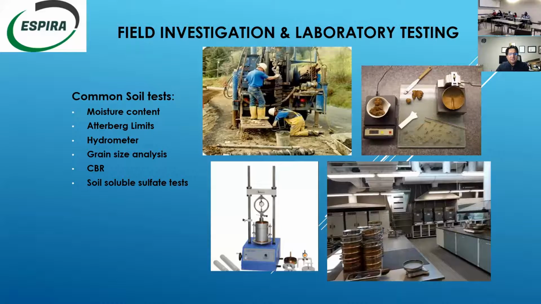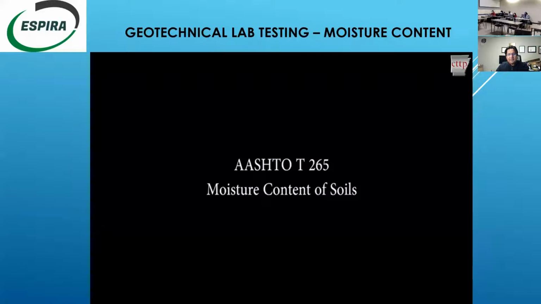Then we also do a sulfate test. The sulfate test is done to see what type of challenge you will have with the soil and what type of cement should be used in the concrete mixes. So the moisture content test is very basic and required for almost all the samples. So this video will show you how we do it in the lab setting.